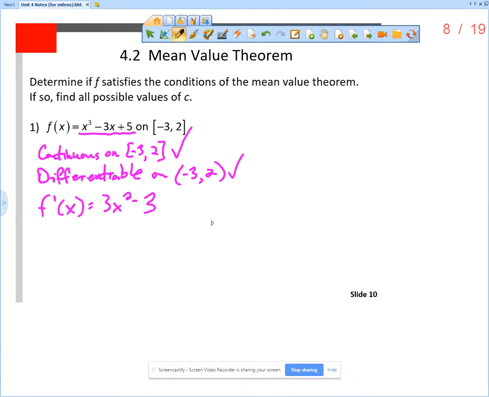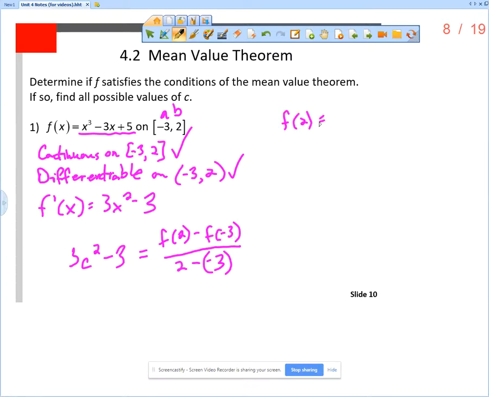So what does the mean value theorem say? It says f prime of c, so 3c squared minus 3, equals f of b minus f of a over b minus a. In this case, it's a to b, so f of 2 minus f of negative 3 over 2 minus negative 3. And remember, this is just an equation, so now we want to solve. We first have to figure out what f of 2 is, and what f of negative 3 is. So f of 2 is 2 cubed minus 3 times 2 plus 5. So 8 minus 6 plus 5, so 2 plus 5 is 7. So f of 2 is 7.